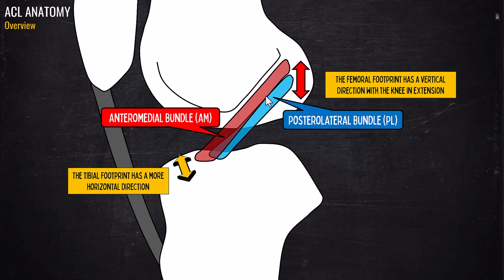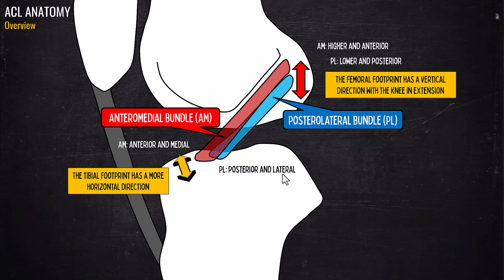It helps to explain why the two bundles of the ACL twist around themselves in its course in the knee. Okay, so talking about the femoral footprint, the specific areas of the femoral footprint of the anteromedial bundle and the posterolateral bundle. The area of the femoral footprint for the anteromedial bundle is higher and anterior in comparison to the area of the posterolateral bundle that is lower and posterior, and I'm gonna show you that on the MRI of the knee in a few seconds. Okay, about the tibial footprint, the anteromedial bundle is anterior and medial in relation to the posterolateral bundle. By the way, the names of the bundles were given based on this relationship of the insertion of the bundles at the tibial footprint. So that's why they have these names.